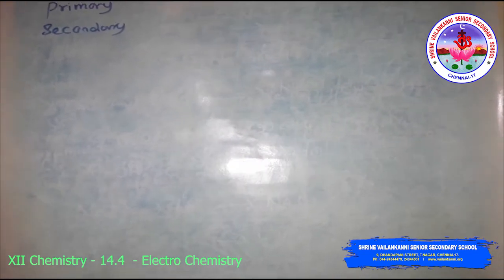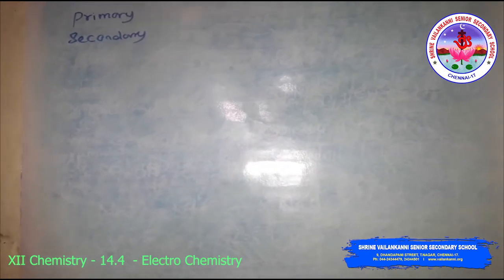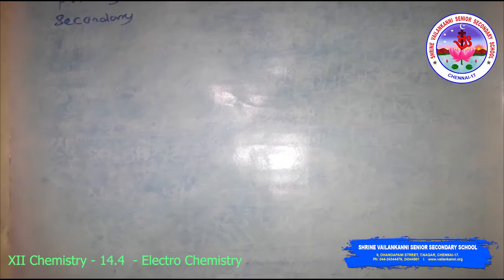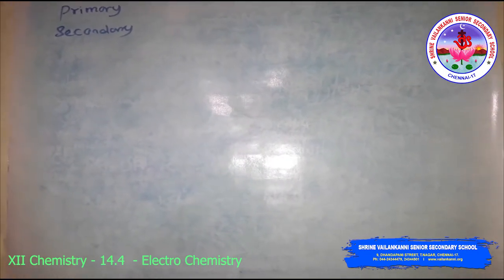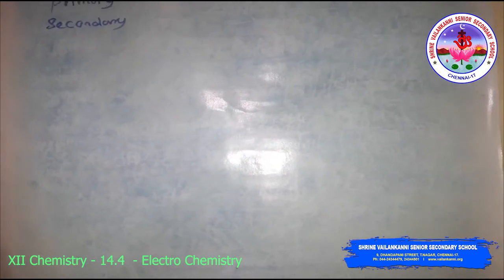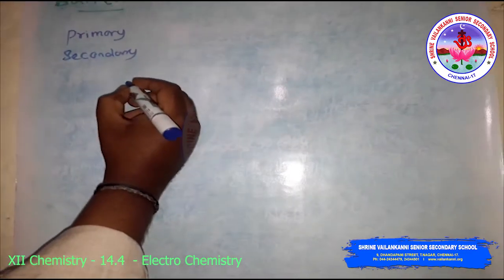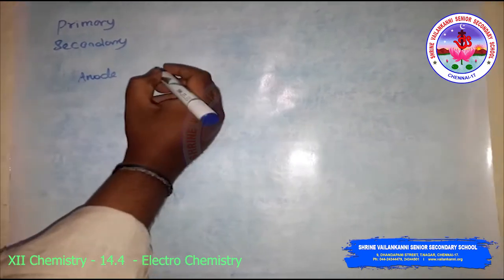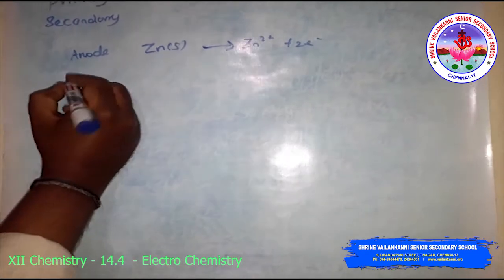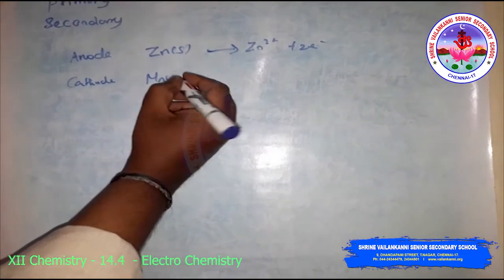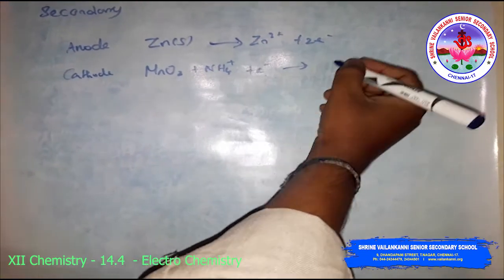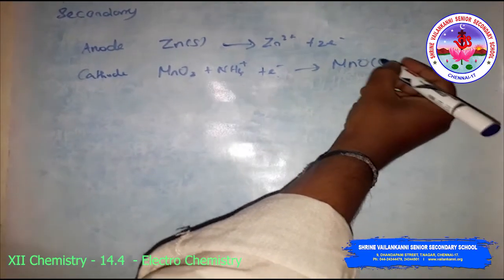For example, the reaction at the anode: zinc solid gives Zn2+ and 2 electrons. At the cathode, reduction takes place: manganese dioxide plus ammonium ion and 1 electron gives MnO(OH) plus NH3. See, this commercial dry cell consists of a graphite, that is carbon, cathode in a zinc container. The latter acts as the anode. Look at this: this is the anode and the carbon rod is the cathode.